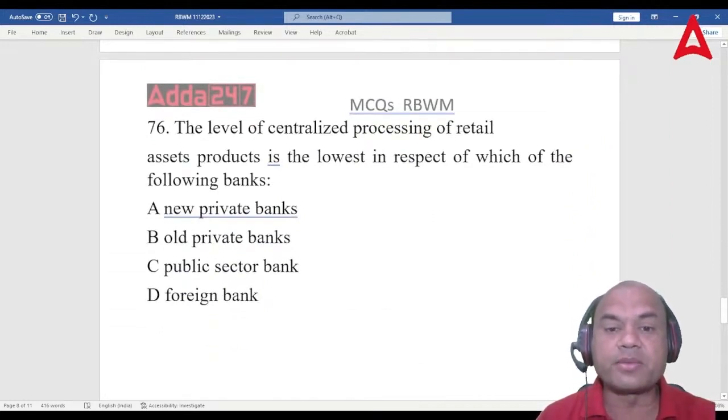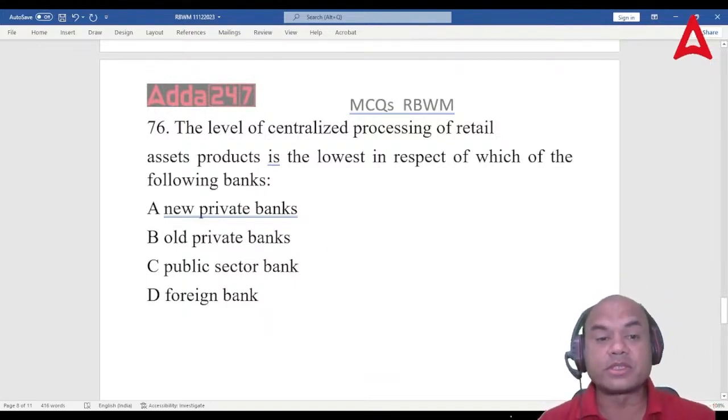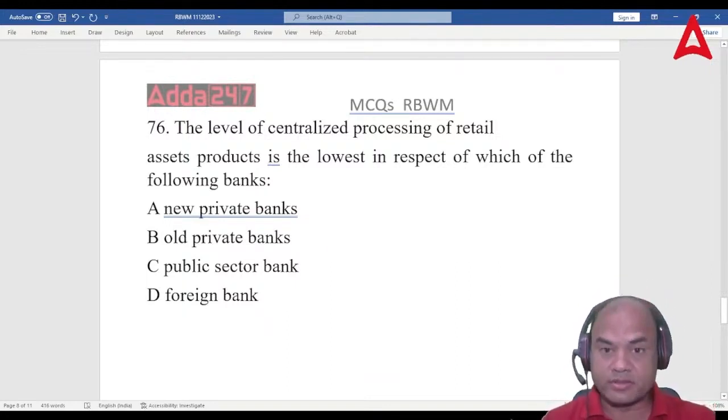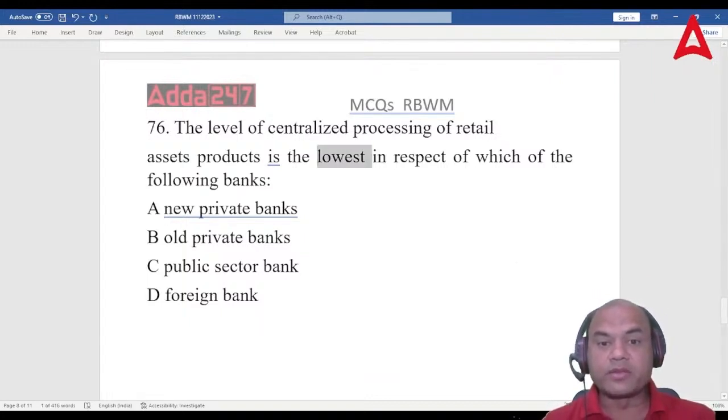The level of centralized processing of retail assets is the lowest in respect of which of the following banks? So centralized processing of retail assets is lowest. Remember, we want it for the lowest now. In which of the following banks? New private, old private, public sector and foreign banks.